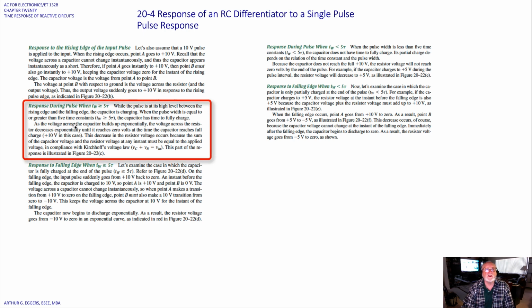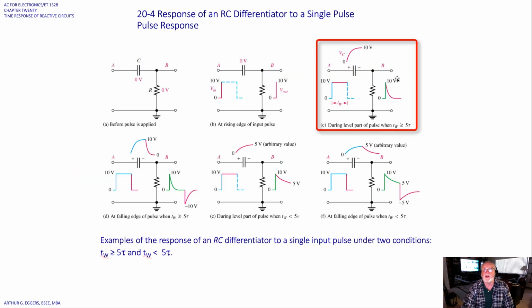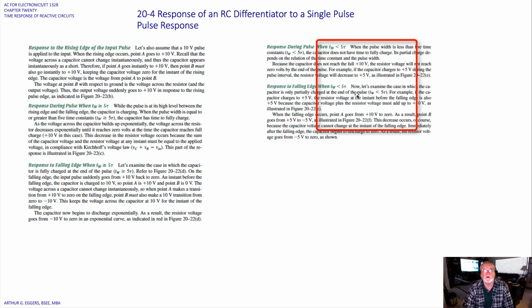As the voltage across the capacitor builds exponentially, the voltage across the resistor decreases exponentially until it reaches 0 volts at the time the capacitor reaches full charge. Again, after 5 time constants. So you can see the capacitor is charging to full. The output taken across the resistor is going to 0. That can only occur when we are at 5 time constants or greater.